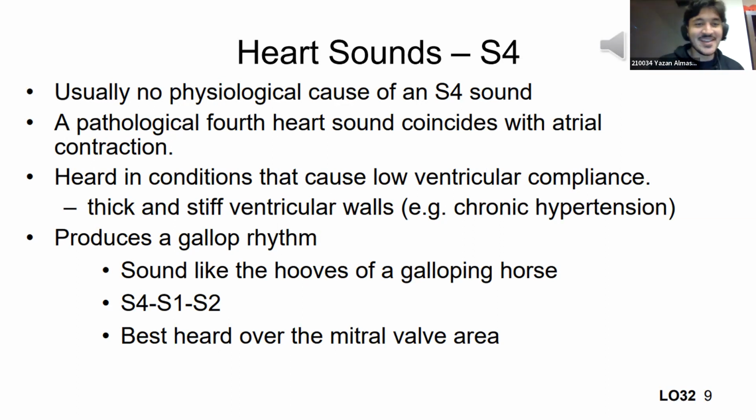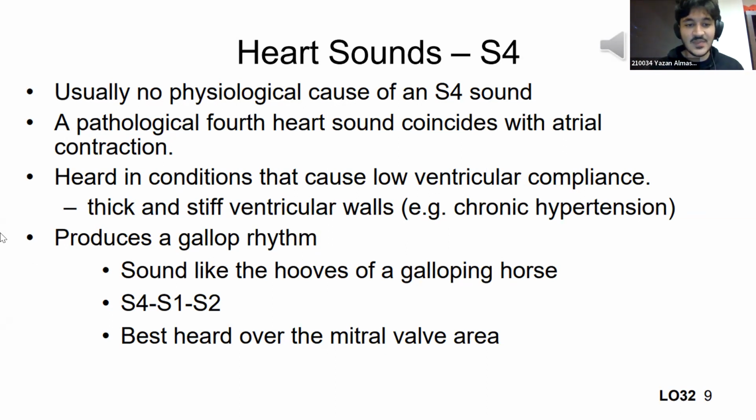So usually there is no physiologic cause of S4. S4 is always a disease or abnormal. Now it coincides with the atrial contraction, and we explained why it happens: because of low ventricular compliance. What does low ventricular compliance mean? It means that the ventricle is thick and stiff and it does not let blood in. That's another term: when we say low compliance, that means high stiffness, and we're going to get to that later.